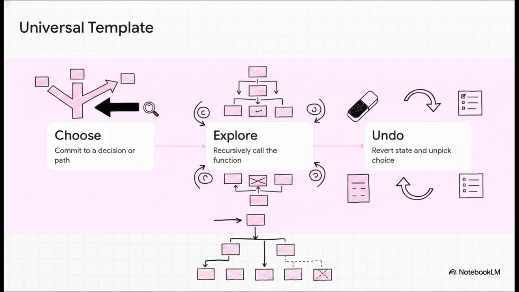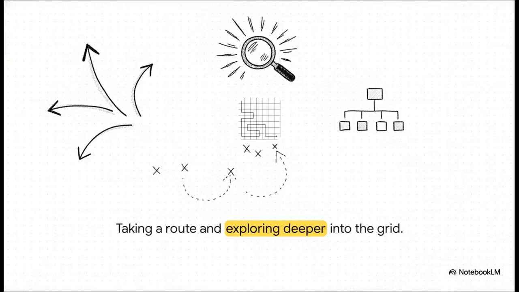You pop it off the list, revert the state, and make sure the next iteration starts completely fresh. Pick, explore, unpick. Let's watch how this template physically plays out. Imagine a problem where we need to find paths from the upper left to the lower right of a 7x7 grid. And the catch is, we have to visit every single square exactly once. Our algorithm steps forward, chooses a direction, and recursively explores deeper to see if it can reach the end.